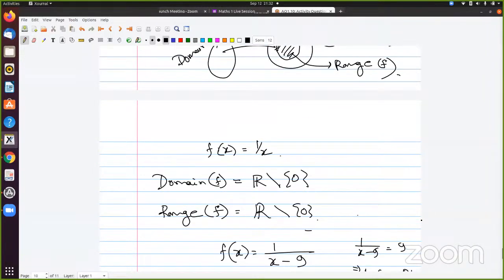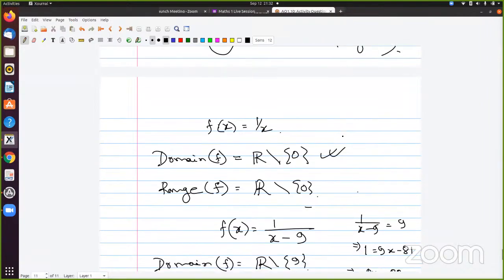Can you please explain the range of the second problem once more? I don't get it. I am coming to that. For 1 by x, what are the inputs? Any real number. Can you give 0 as an input? No, sir. So any real number except 0, right? So the domain is R minus 0. Is it clear? Yes, sir.